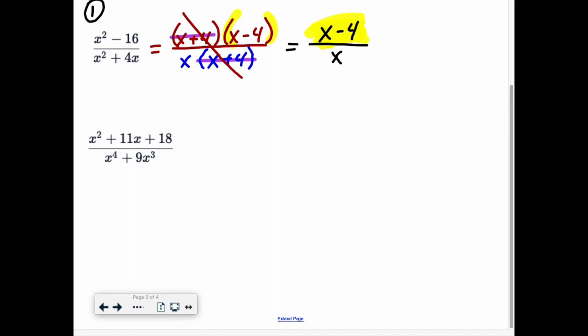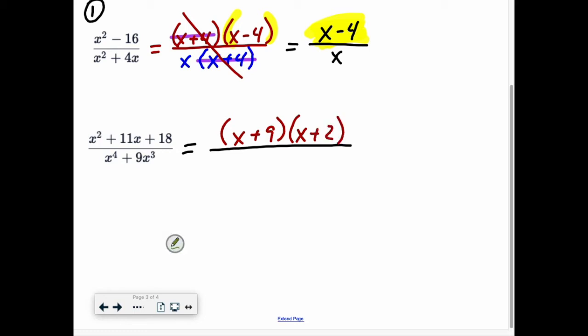For this second one, that top one is going to be factors and sums. So that's going to be numbers that multiply to 18 and add up to 11. They're all positive, so that's nice. It's going to be x plus 9 and x plus 2.